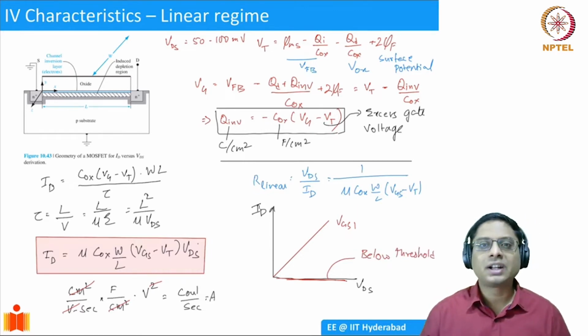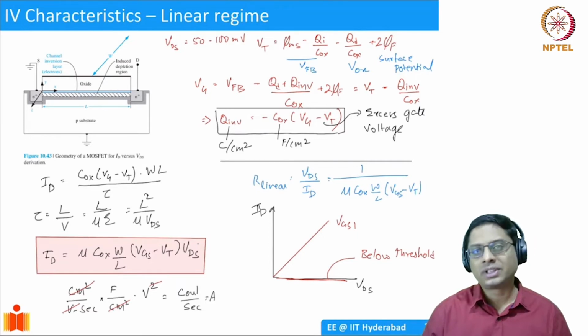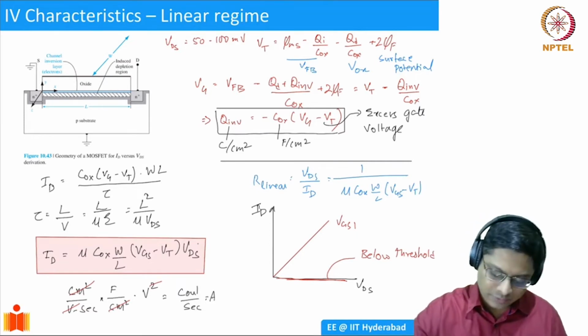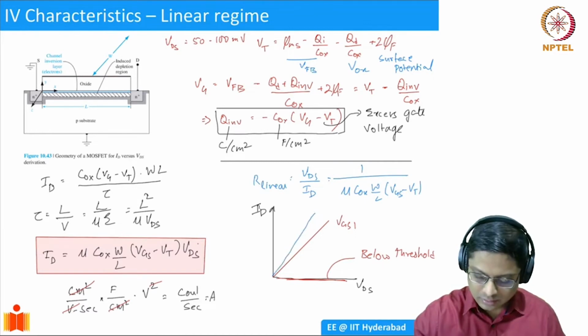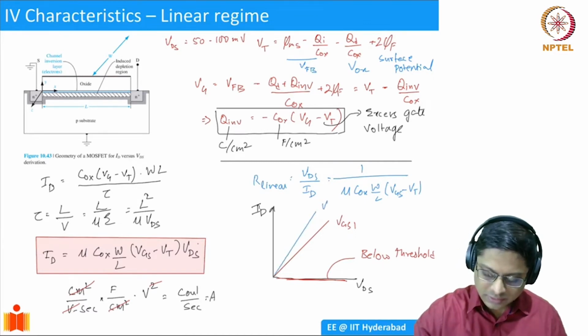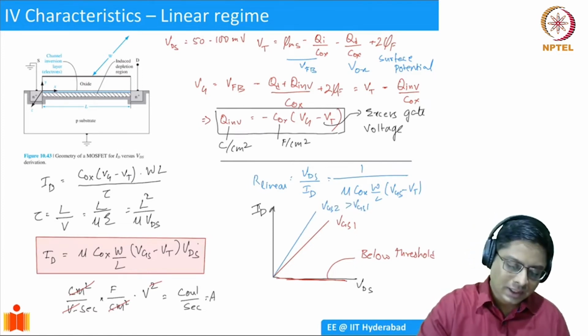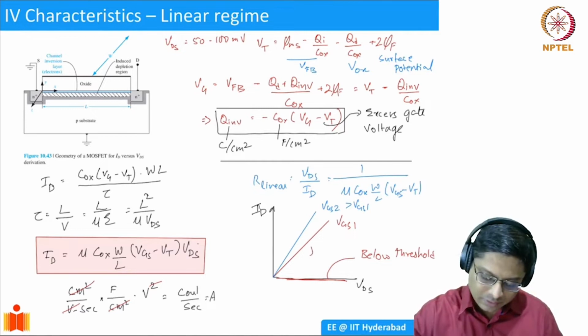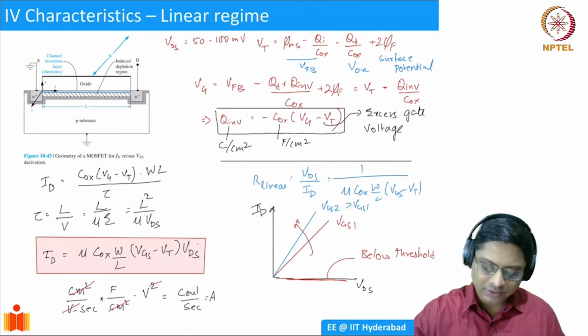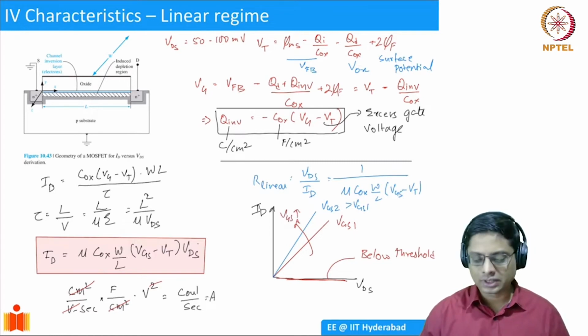Now, if you take an even higher gate voltage, you're going to increase the amount of inversion charge. Because of that, the resistance drops. So if I take another VGS, this will be VGS2, greater than VGS1. So the resistance drops, and because of that, at a particular VDS, you have current increasing. So as VGS increases, current increases. This is the linear regime of a MOSFET.